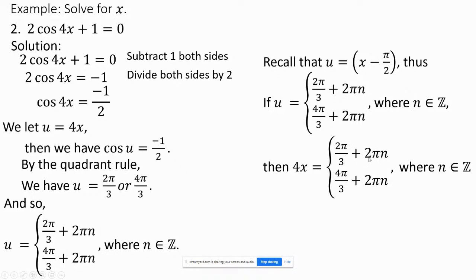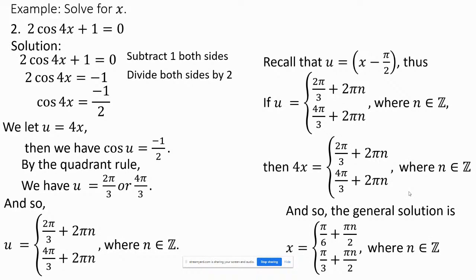Etong si 2, i-divide din natin ng 4. Magiging 1/2. So, pi over 2 n. Tama? Okay. So, ito naman pangalawa. 4 pi over 3. So, when I divide this by 4, so makakancel na si 4. Magiging 1 na siya. So, pi over 3 na lang siya. Plus, 2 pi n divided by 4, magiging pi over 2. Okay? So, pi over 2 n. So, yun na yung kanilang general solution. Okay po? Okay.